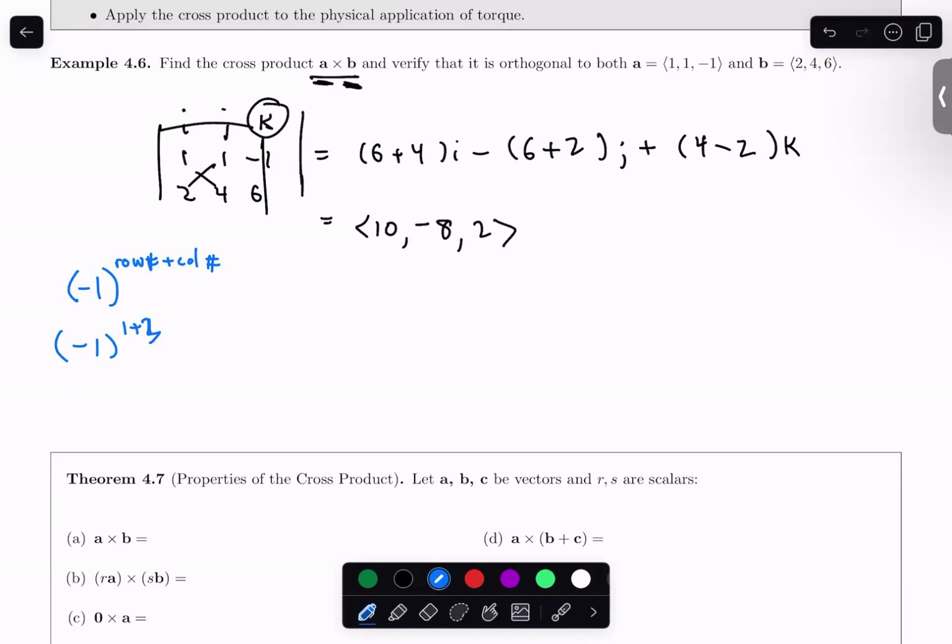Okay, so my claim is this right here is my cross product. So this is my a cross b that we were tasked with finding.